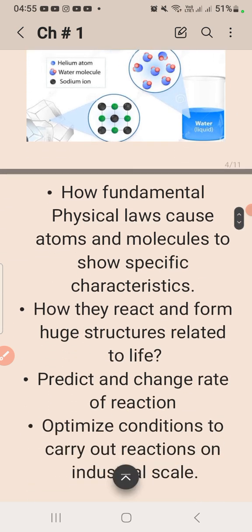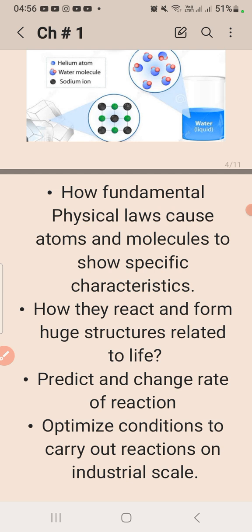The second thing is that we discuss how fundamental physical laws cause atoms and molecules to show specific characteristics. Laws like quantum mechanics, electromagnetism, thermodynamics, how they govern the chemical reactions taking place between the substances. Why do these substances react with each other? How do they stabilize? All this is studied in physical chemistry.